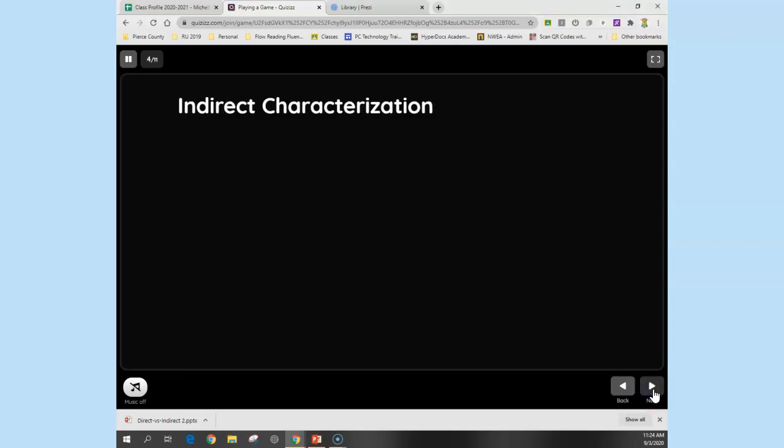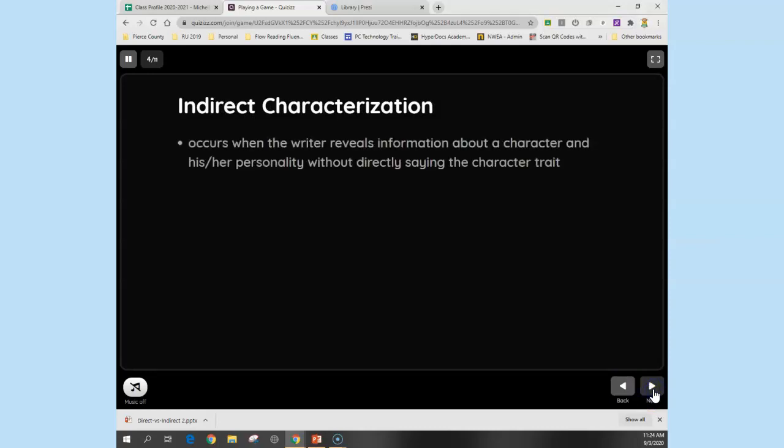Then you have indirect characterization. This is a little trickier. This occurs when the writer reveals information about a character and his or her personality without directly saying the character trait. You have to read and make inferences about what the character's like based on the evidence that's given.